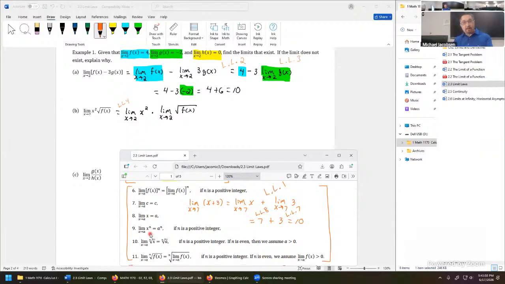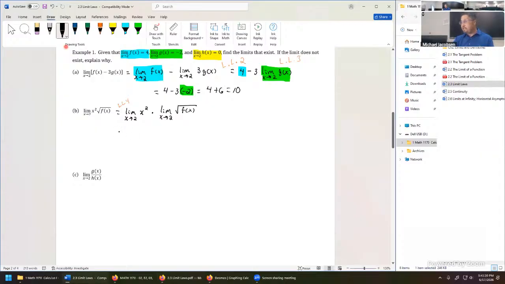It says take any power function, x raised to a power n. If x is heading towards a, you just directly substitute in a for x. So by limit law number 9, all we're doing is taking that 2, dropping it in for x, and squaring it. So it's a direct substitution property, giving us 2 to the power of 2, and this is by limit law 9.